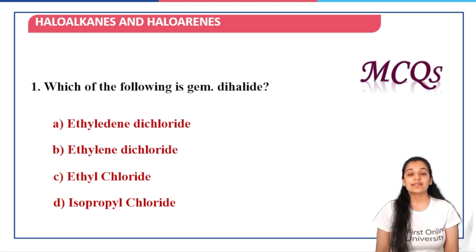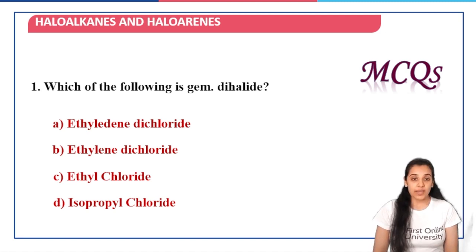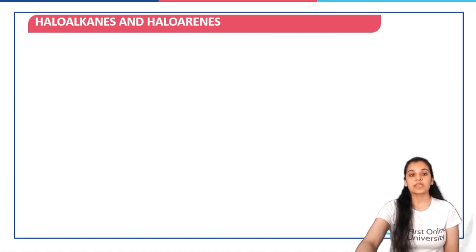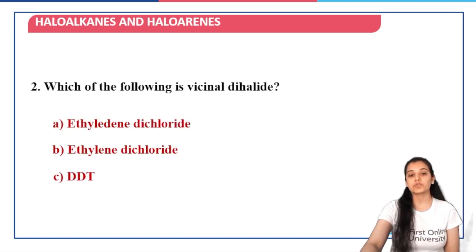Now, ethylidene dichloride is 1,1-dichloroethane and ethylene dichloride is 1,2-dichloroethane. Since whenever the 2 halogen atoms are attached to the same carbon atom, we call it geminal, option A is going to be the right answer. Next question is, which of the following is vicinal dihalide? Again, we have option C, DDT, and isobutyl chloride.